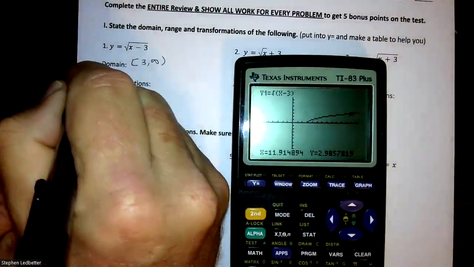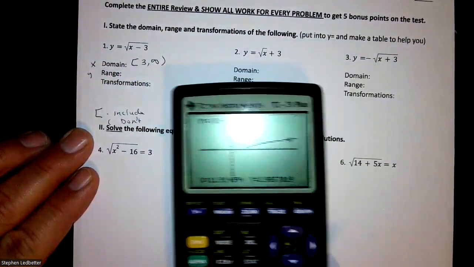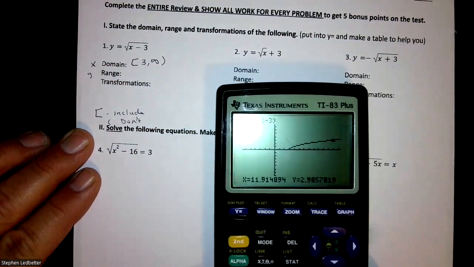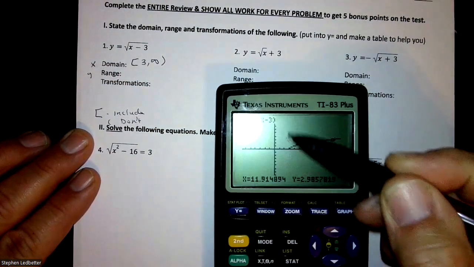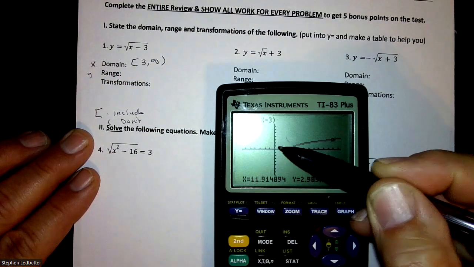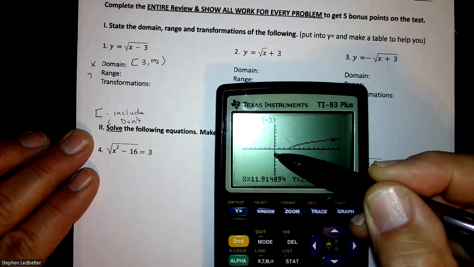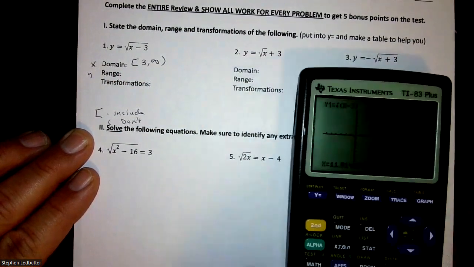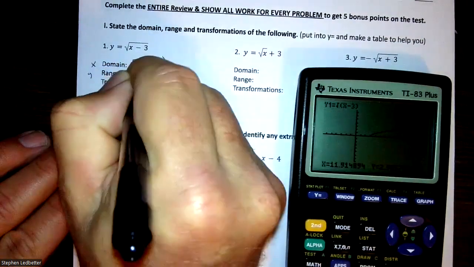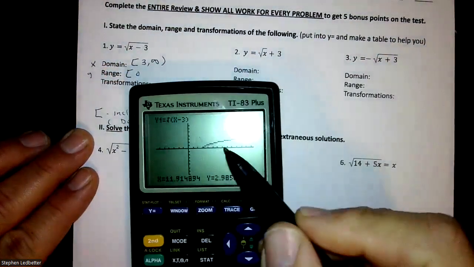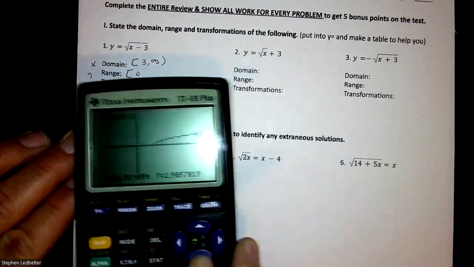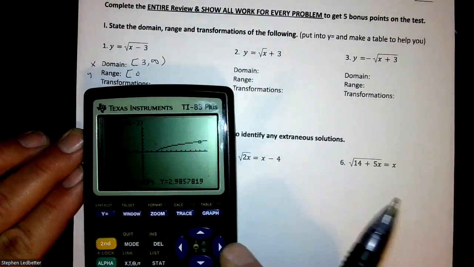The range is my y value. So we want to know how high this goes and how low this goes. The lowest it goes on the y-axis is 0 because it's right here. So the range starts at 0, and it's exactly at 0. So we're going to put a bracket and a 0. Now, it looks like it's stopping right here.